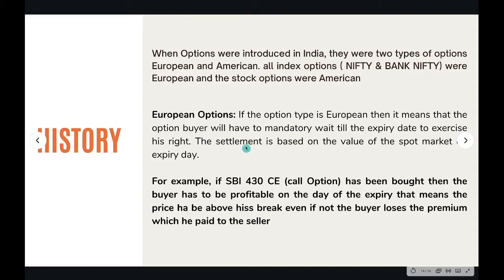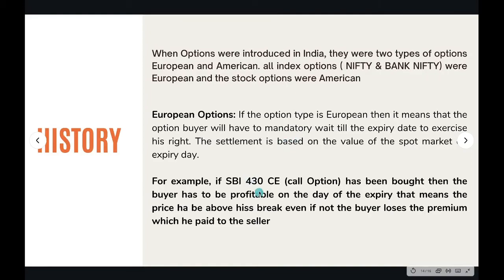Now, what are European options? If the option type is European, then the option buyer will have to mandatorily wait till the expiry date to exercise his right. The settlement is based on the value of the spot market on the expiry day. So he has to wait till the expiry day to settle his option. So this is European options.